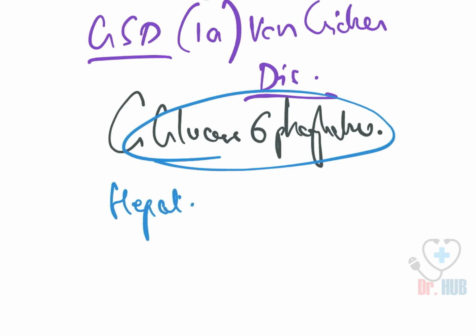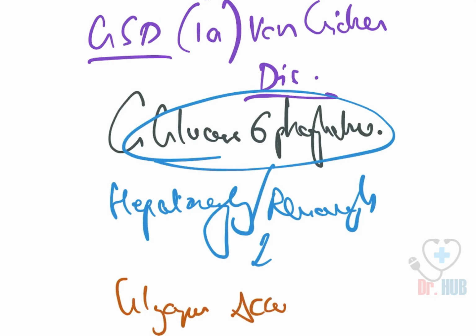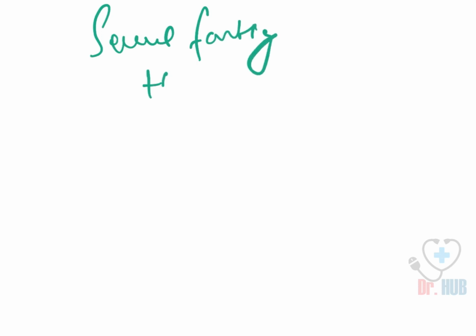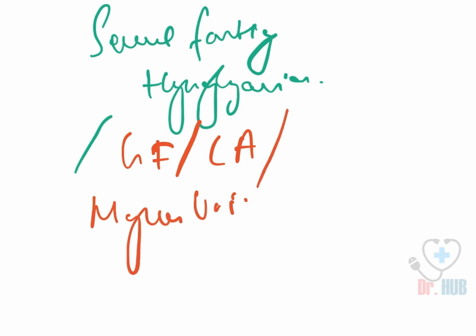Symptoms involve hepatomegaly. Then there is also renomegaly. This is due to the glycogen accumulation. Next, there is severe fasting hypoglycemia. There is also growth failure, lactic acidosis, hyperuricemia as well as hyperlipidemia.